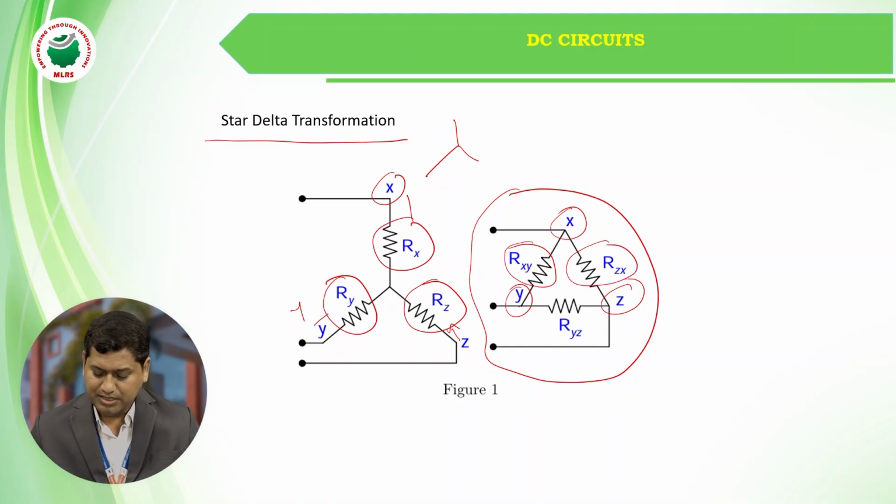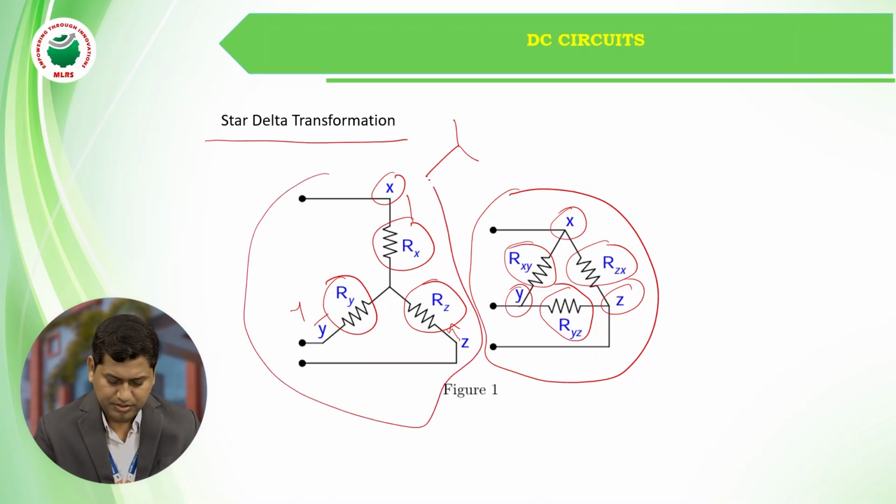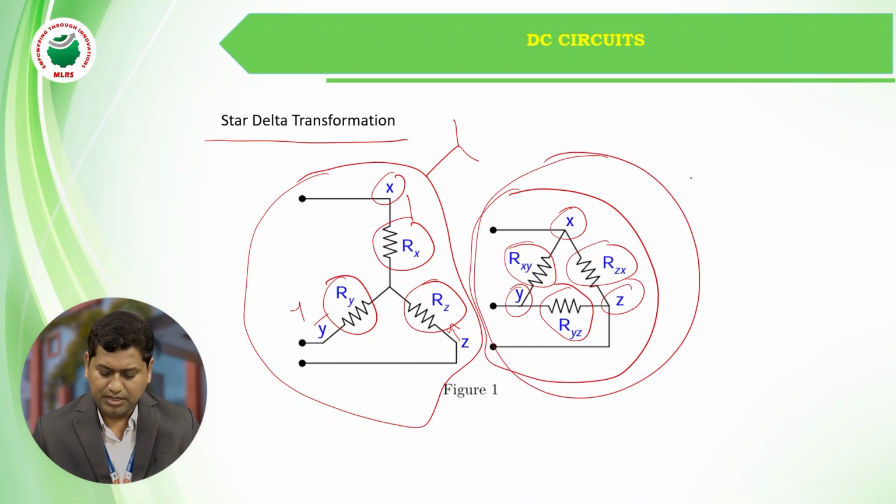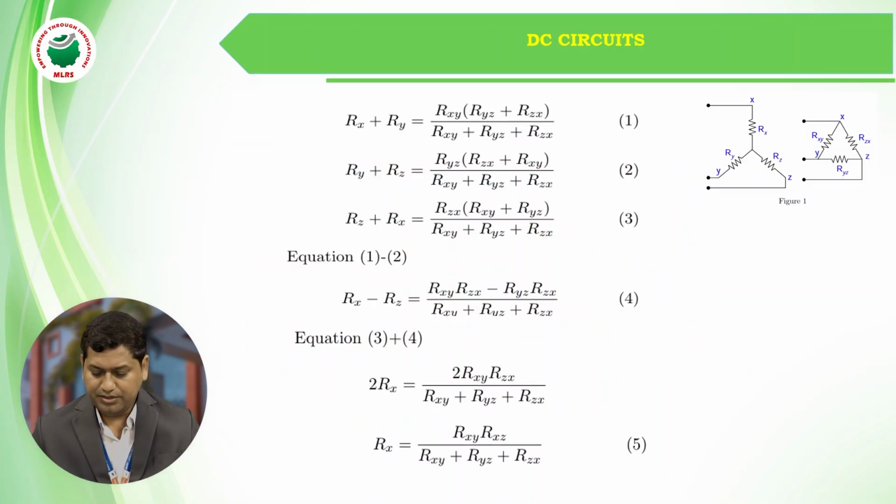The resistor that is connected between Y and Z is called RYZ. So here the figure shows us this is a star connection, and this is the delta connection. So here if you see the Rx plus Ry, this is Rx and Ry.